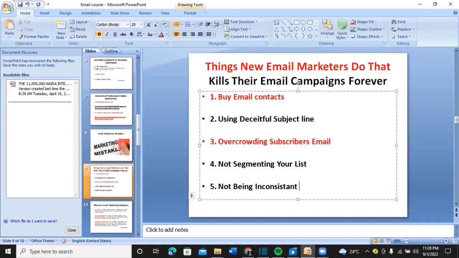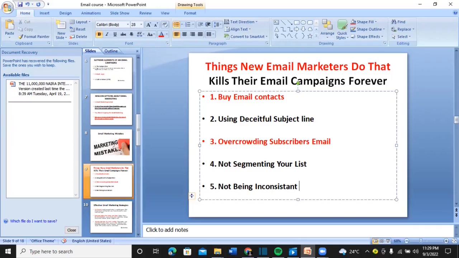The number one thing you should do is to know the people's interests. Know their interests and segment them accordingly. You segment them based on their age, their interests, their geographical location, and whether they have bought from you before or not. The best way to know their interest depends on the lead magnets that brought them to your email list. So you segment them accordingly.